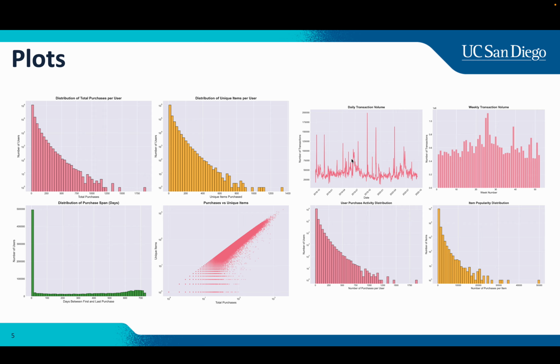This is a temporal distribution, or like a time series curve showing how the transaction volume has changed over time. So we could see there's some sort of seasonality here around the month of July, and the seasonality kind of repeats over the years. And this is the weekly transaction volume. Again, this is the user purchase activity distribution and item popularity distribution. We could see that there are some items which are very popular, and the more number of items which are like less popular.